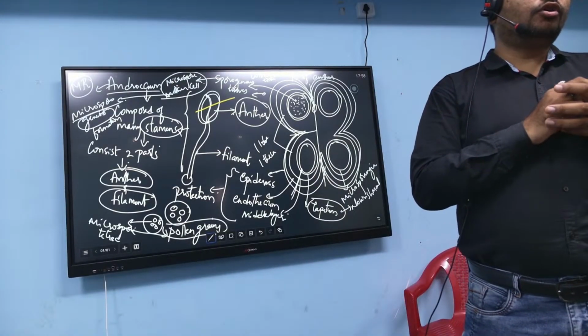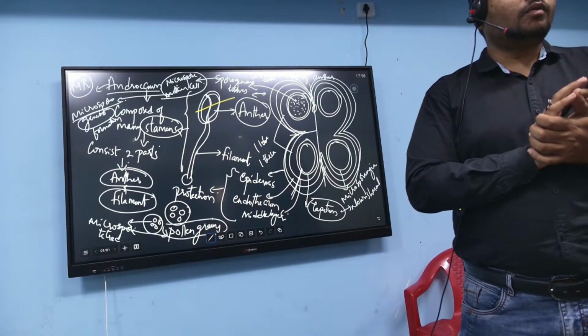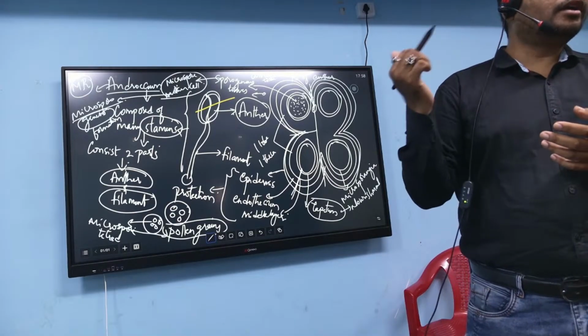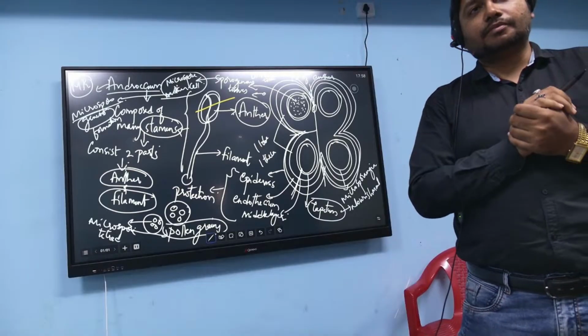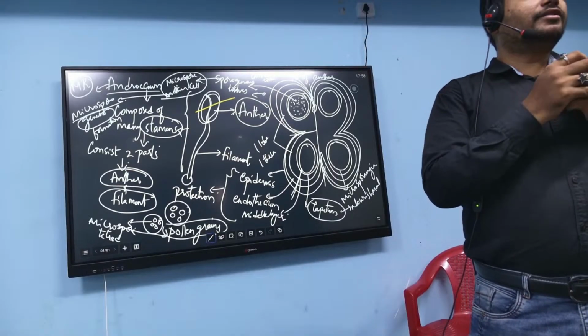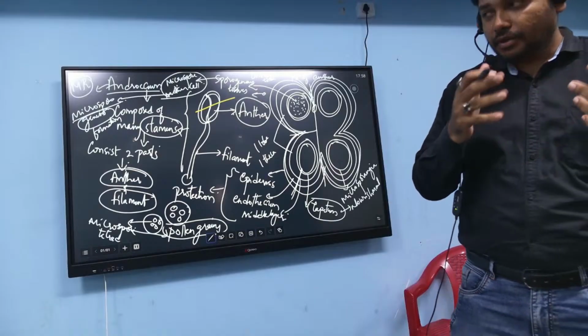So when the microspores are shed, what are they called? They are called pollen grain. Now, coming to the point, what exactly is a pollen grain? In one word, if I ask you, what will you tell? What is a pollen grain?